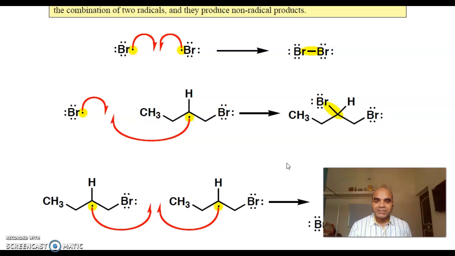The three main steps of the chemistry of free radicals: the first step is initiation, the generation of the free radical. The second step is propagation, how the free radical enters the reaction to form the product. And the third step is termination, how the free radical ends up as a neutral molecule. So this is all the chemistry of free radicals.